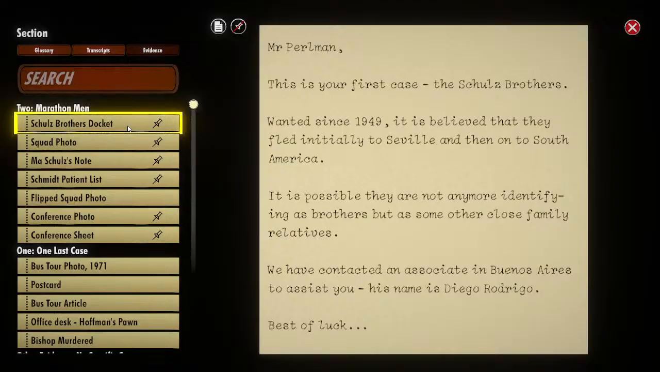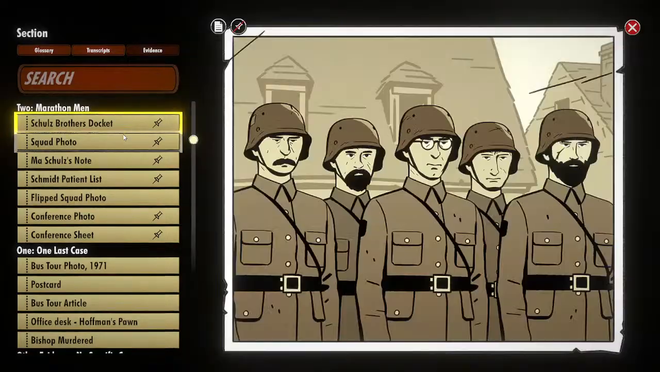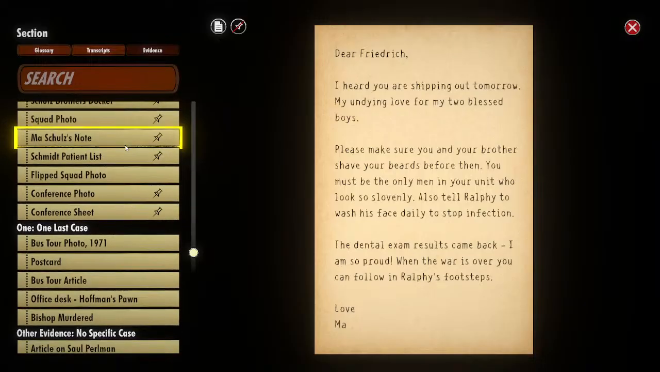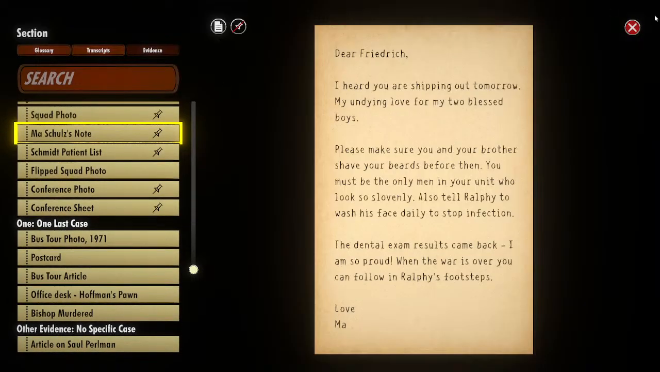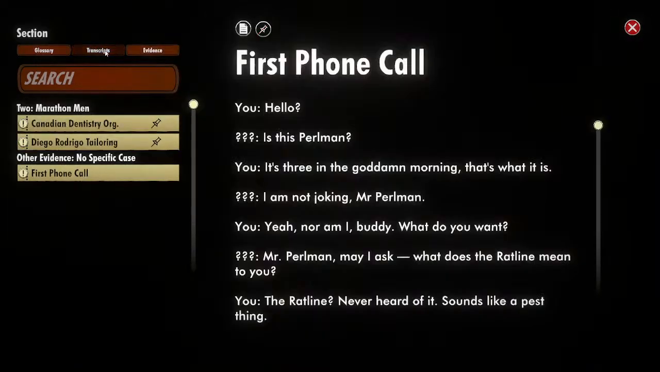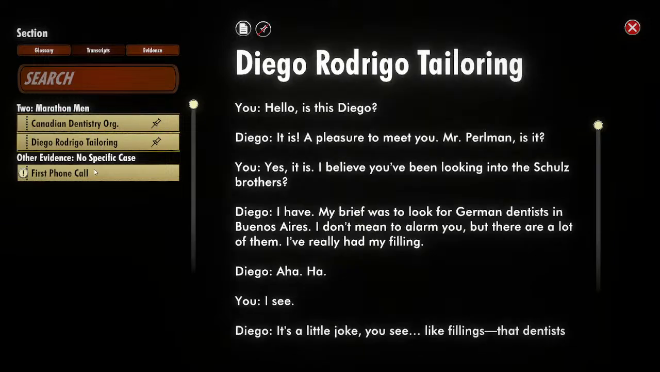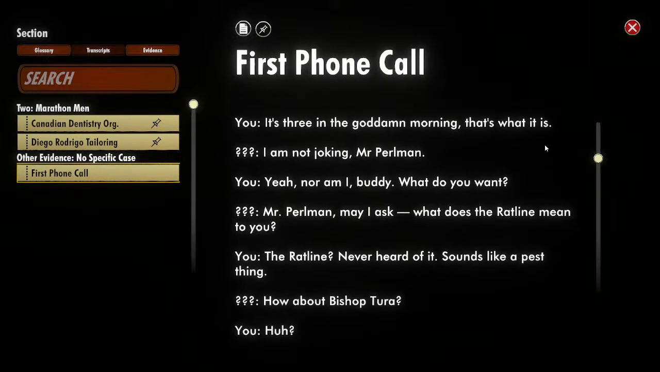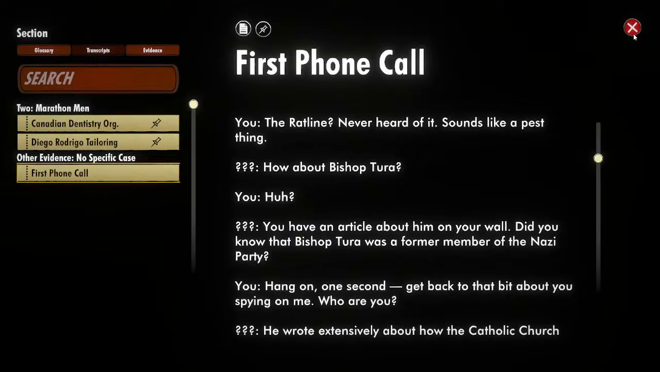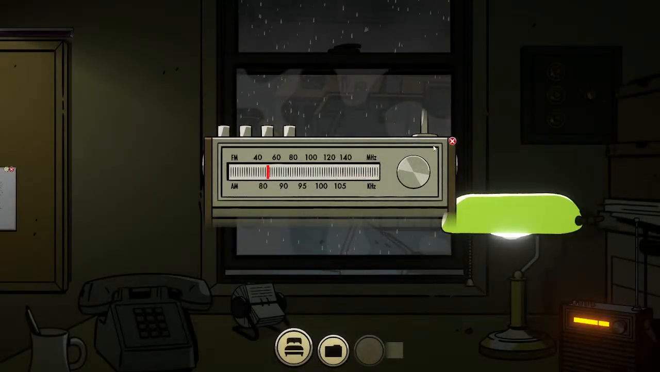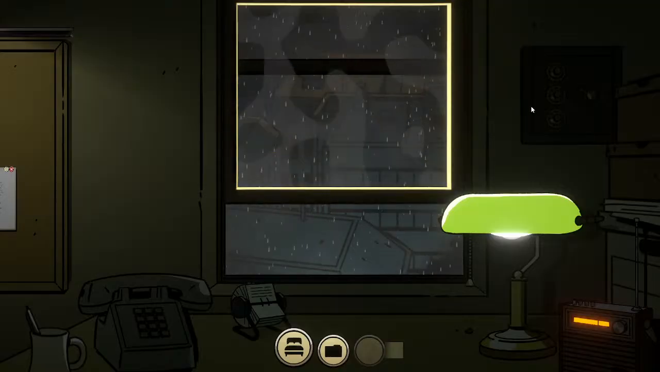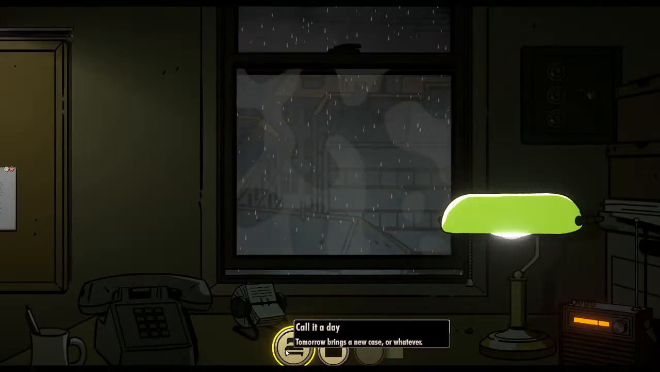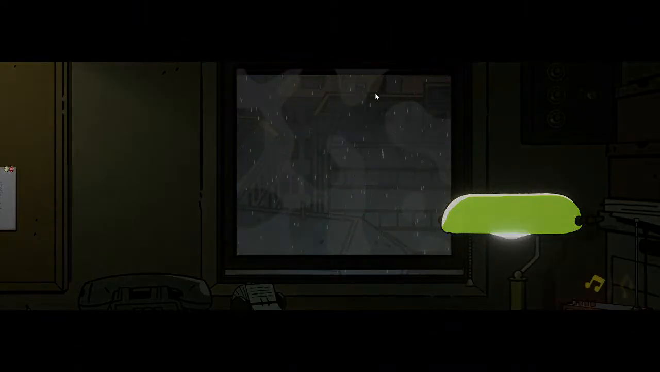Schultz Brothers docket. I can pin stuff if I want. Got the squad photo. Okay. Canadian Dentistry Org. We got my first phone call. That is my first phone call, isn't it? I had a whole case with no phone calls where my phone remained completely unused. Tomorrow brings a new case, or whatever.